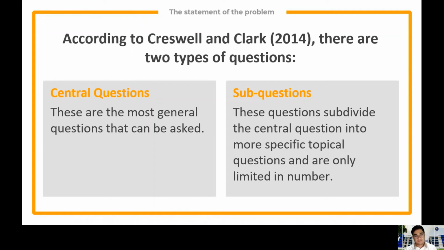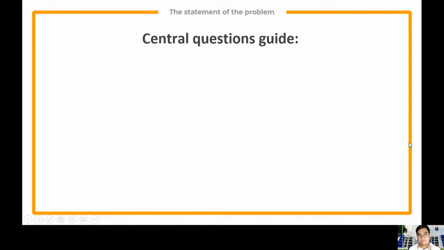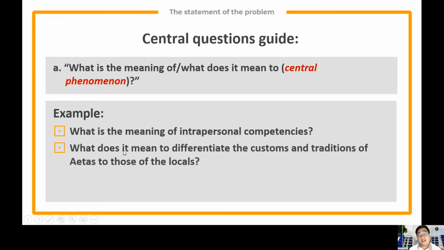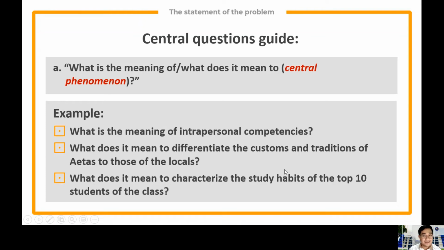Let's proceed. Okay, let's wait for a while for the slide to move. So we have here some central questions guide. What does it mean to the phenomenon? So again, what is the meaning of interpersonal competencies? What does it mean to differentiate the customs and traditions of the Ata to those of the locals? What does it mean to characterize the study habits of the top 10 students of the class? Again, these are already in question form.